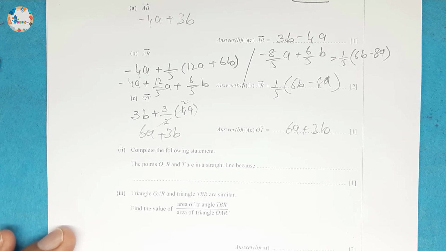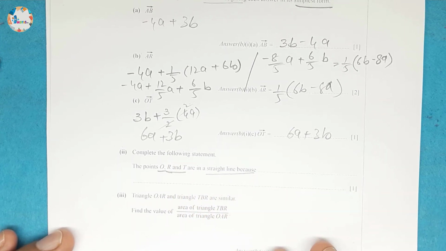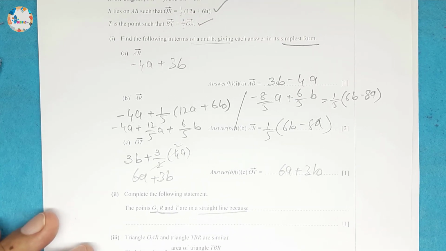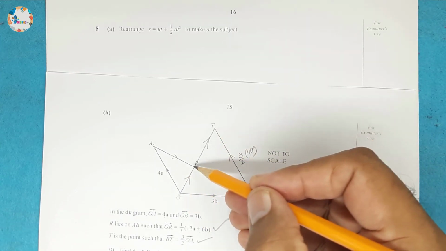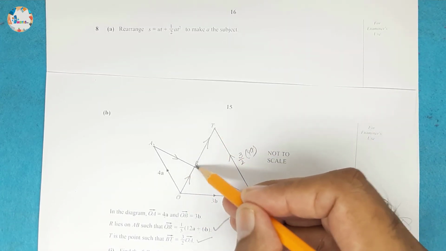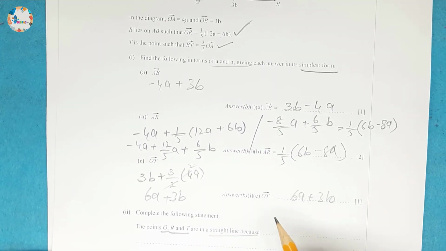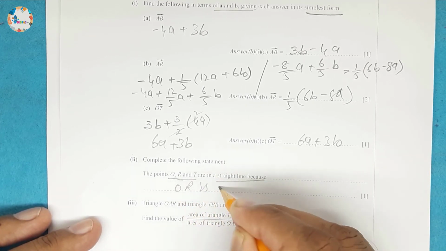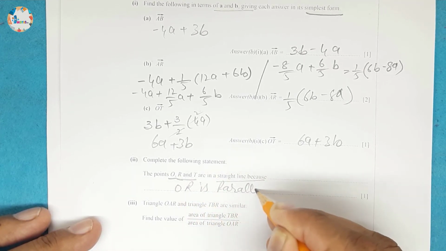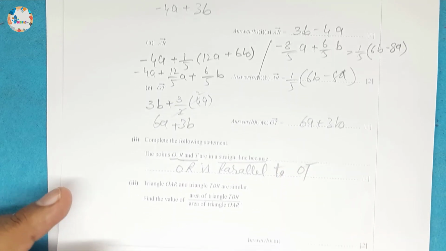Complete the following statement. The points O, R and T are in a straight line because they are multiples of each other basically. So OR is parallel to OT. So we can write OR is parallel to OT. The reason will be OR is parallel to OT. So this is done.